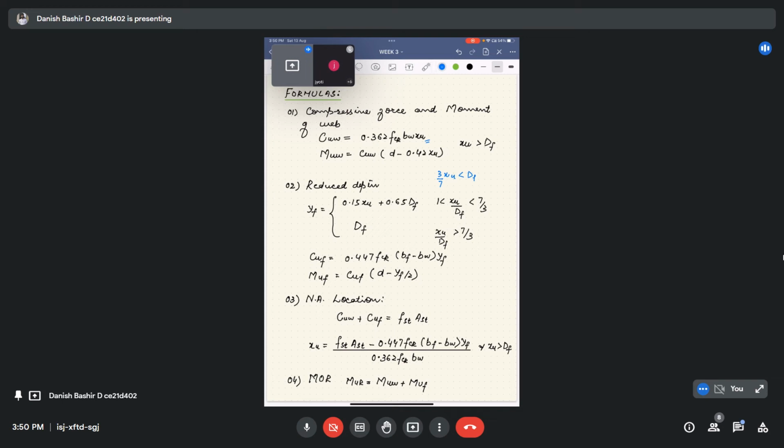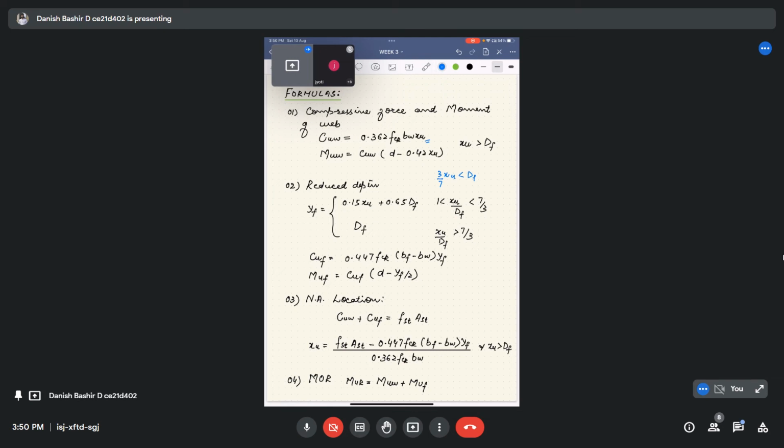After getting the decision whether you have to use this part or this part, you will be able to calculate the compression force in the flange as 0.447 FCK. We would have used the whole flange, but I already told you I have deducted the web part from it. BF minus BW times the reduced depth YF. And MUF, similarly, the moment in that part will be CUF times the lever arm, D minus YF by 2.